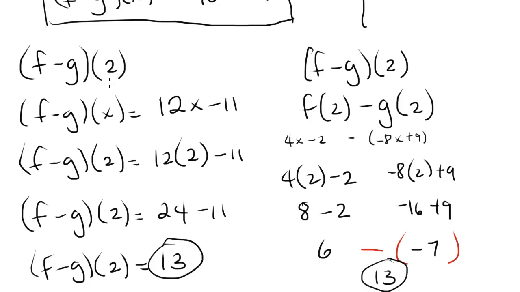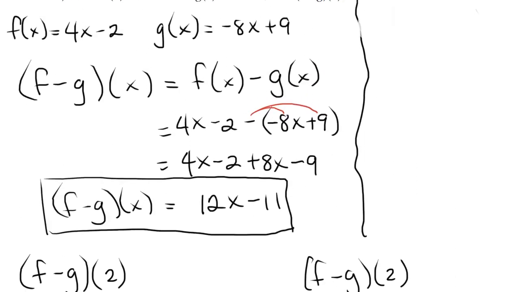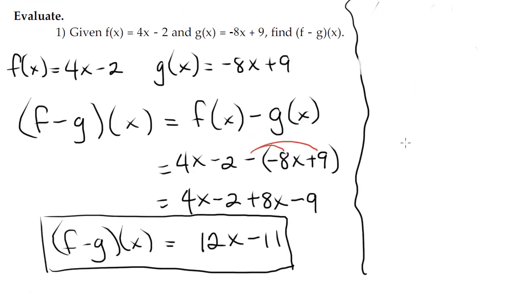So if you're asked to evaluate at a value, you can use either of these two methods to do it. First, by finding f minus g of x and then evaluating at your value, or evaluate the individual functions first and then do the operation that you're asked to do. Either way, you'll get there. And this was the original problem that you were asked to do.